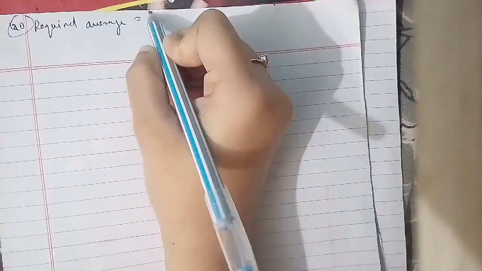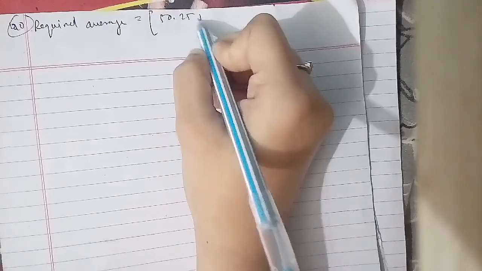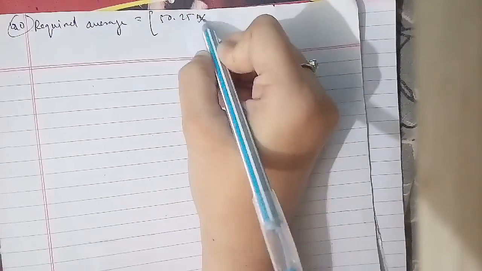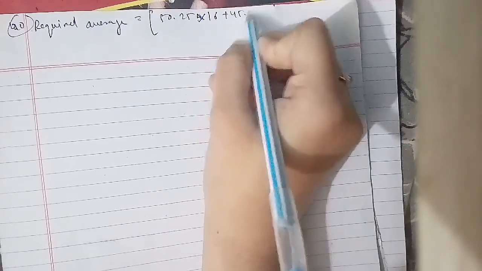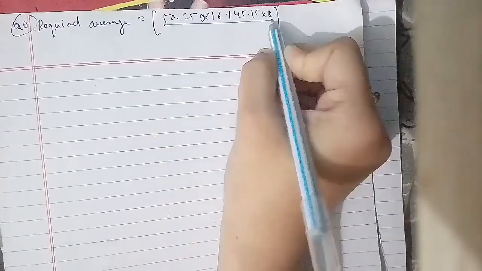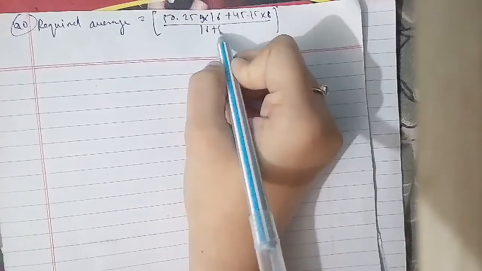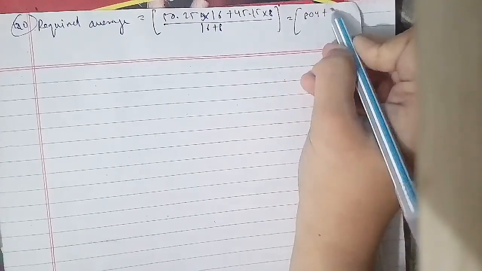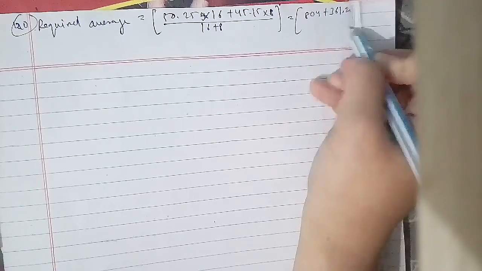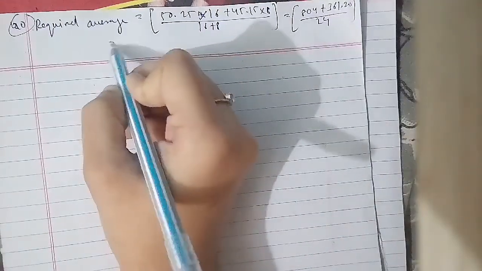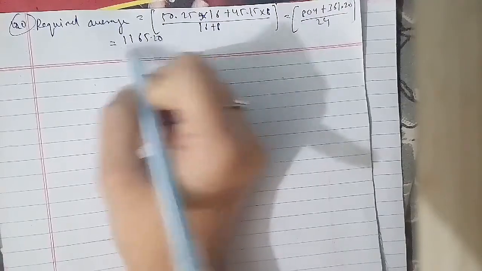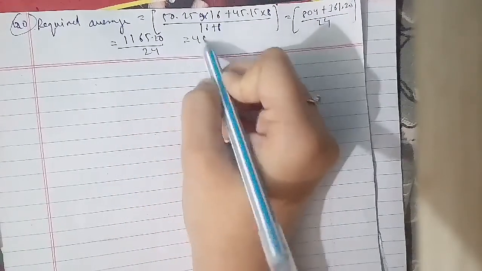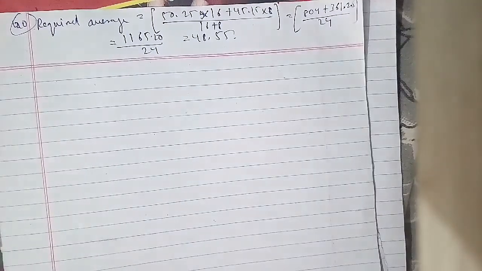So required average equals 50.25 multiplied by 16 plus 45.15 into 8, whole upon 16 plus 8, equals 804 plus 361.20 upon 24, equals 1165.20 upon 24. We'll get 48.55. That will be the right answer for this question as well.